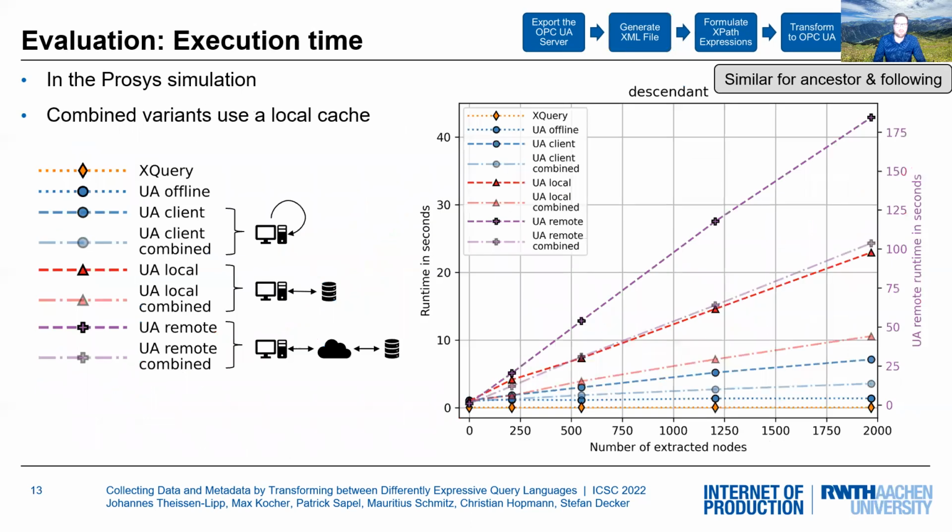The next part of the execution time focuses on the very last part of our workflow, where we still are in this process simulation scenario. And we have all these scenarios that we presented before: the UA client, the very local one, the local network setup, and the remote over the internet. And we introduce more sophisticated rules, so we also introduce combined variants for these. This means that we additionally use a local cache to reduce the network calls to the server.